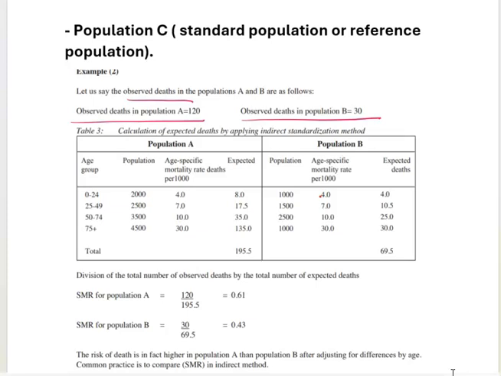So we don't have the age-specific mortality rate per subgroup in population A or population B. So we are going to use age-specific mortality rate per 1000 from population C, which is this third row here. But we have number of population per subgroup in column 2.